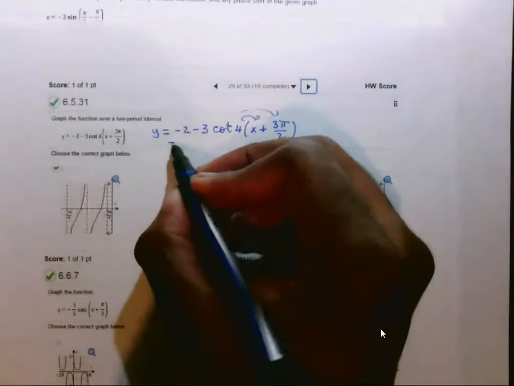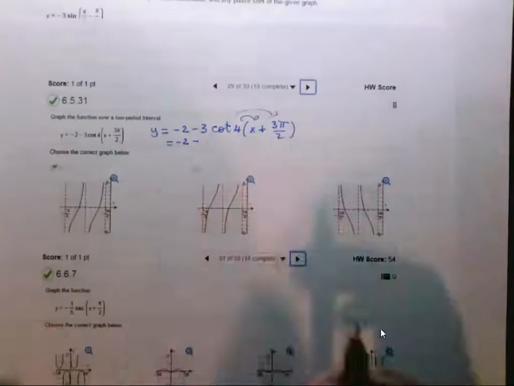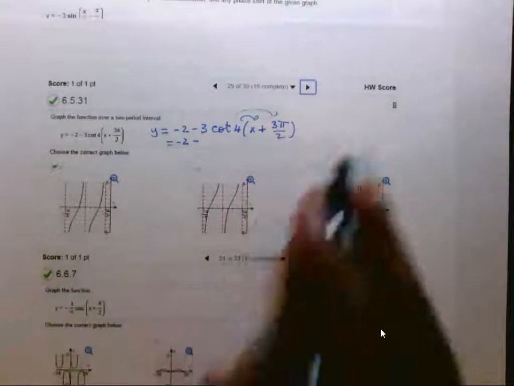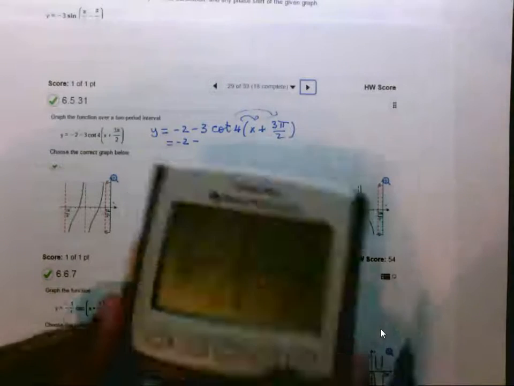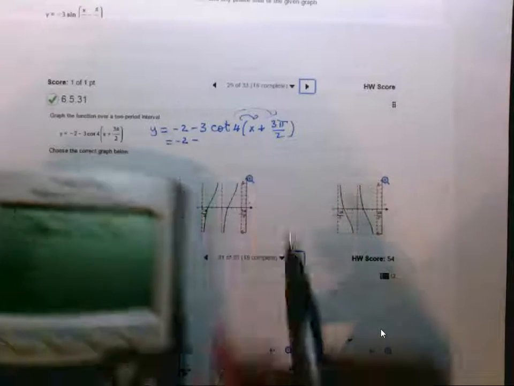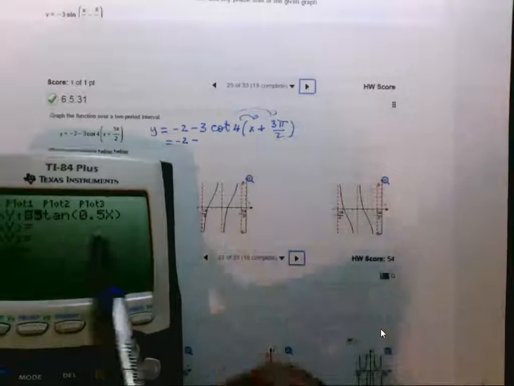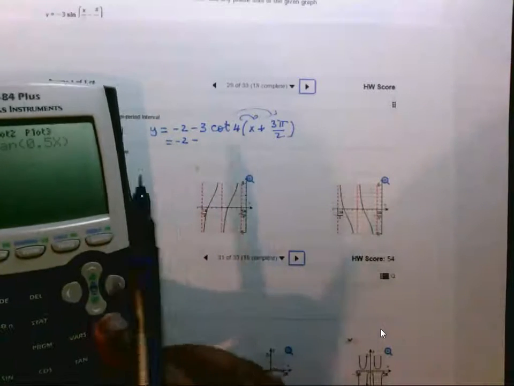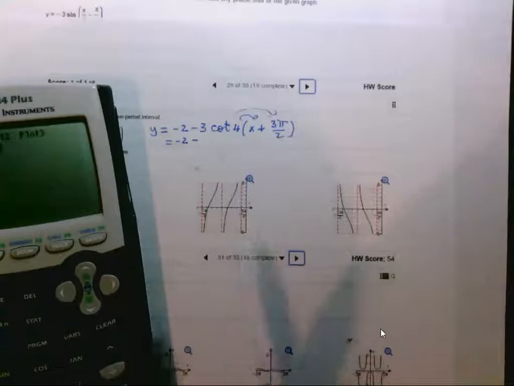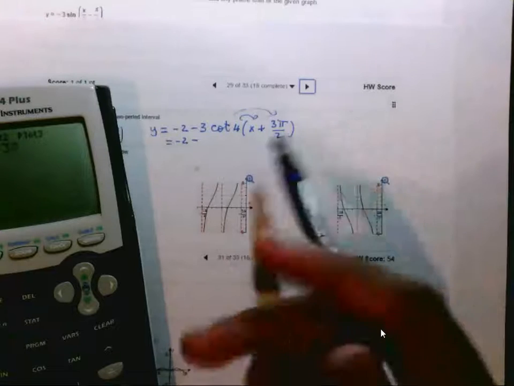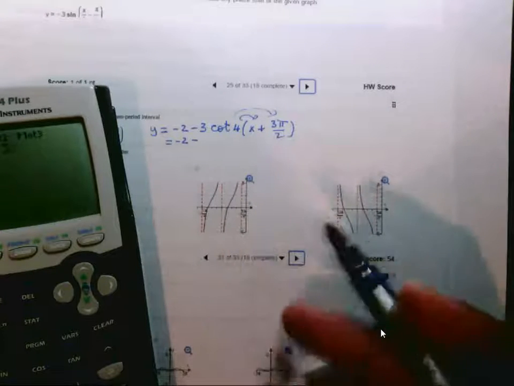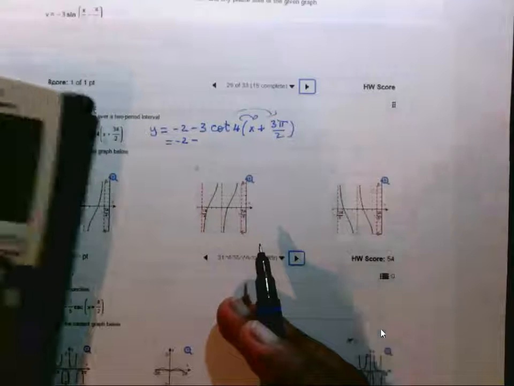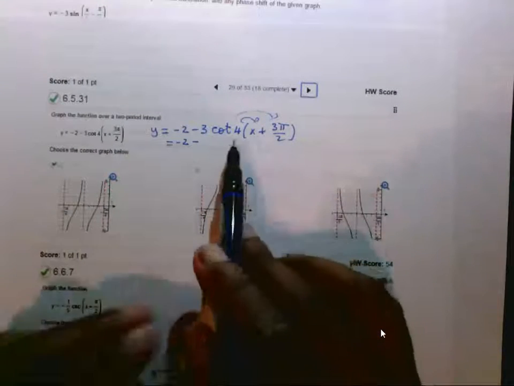So let me rewrite this one as negative 2. The reason why I rewrite everything is that I want to make it easy to put in my calculator. If I put this in directly, there will be so many parentheses that I will get confused. So that's why I like to write it nicer. But if you feel like you can directly write negative 2, negative 3 cotangent, go ahead. But if you're like me and you want to do one step at a time, you can distribute this one.